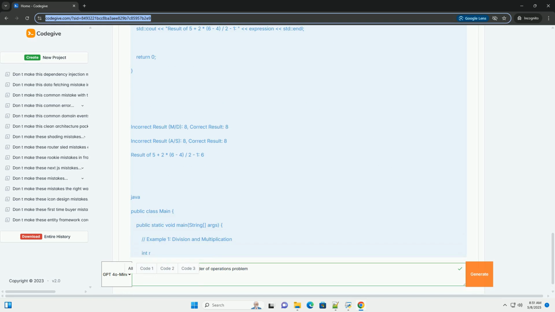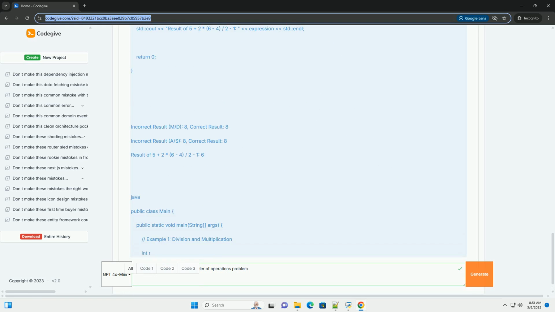Example 1, division and multiplication. Consider the following expression: 10/2*5. Many might incorrectly assume that the multiplication should be performed before the division, leading to the calculation 2*5 equals 10, 10/10 equals 1. However, this is incorrect. According to the order of operations, division and multiplication have equal precedence, so we evaluate from left to right. 10/2 equals 5, 5*5 equals 25. The correct answer is 25.